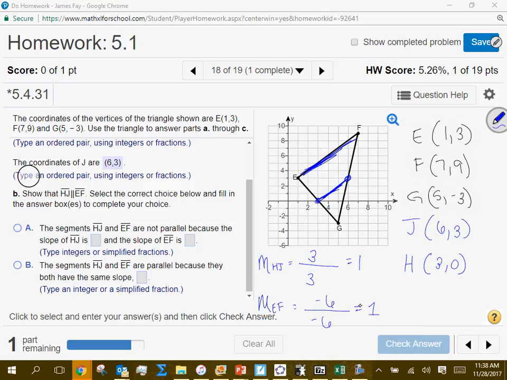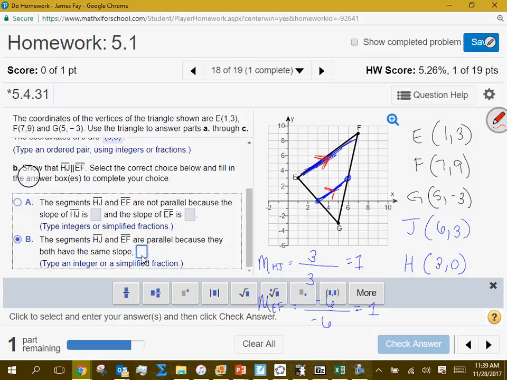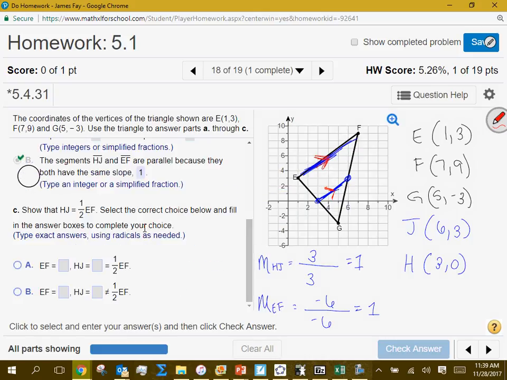So when those two slopes are the same, what does it tell you about those two lines? Careful. Parallel. Okay. So choosing the option here says the segments HJ and EF are parallel because they both have the same slope of 1. Okay. Next part says show that HJ is half of EF.